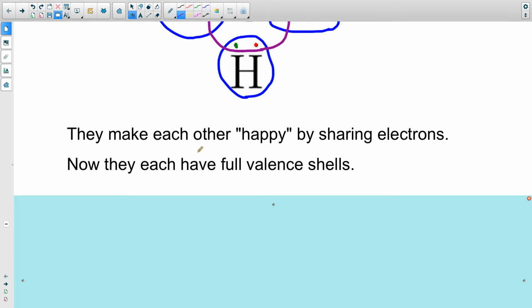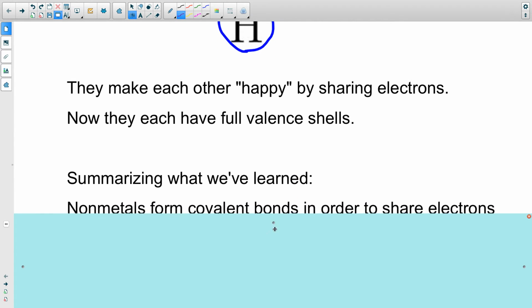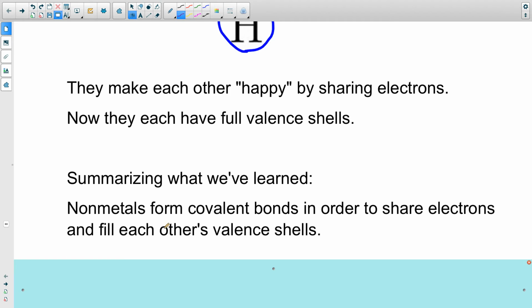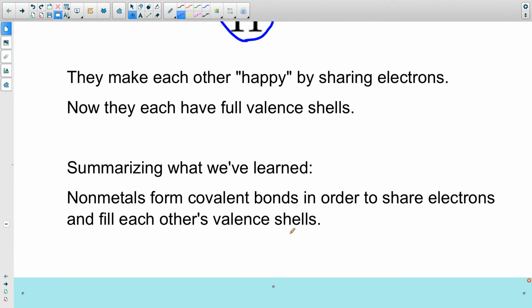So as we said, the atoms make each other happy by sharing electrons, and now they each have full valence shells. So let's summarize what we have learned here today. Nonmetals form covalent bonds in order to share electrons and fill each other's valence shells. It is that simple.